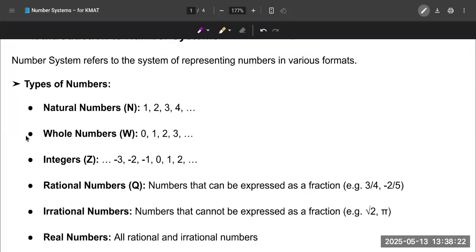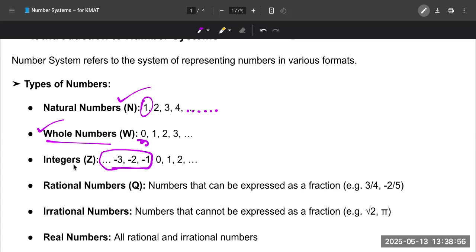The numbers that we know, starting from 1, 2, 3, 4, 5, and up to infinity, are known as natural numbers. If we include 0 also, we call it whole numbers. Natural numbers plus 0 is the whole number system. And when you add negative numbers to it, we have integers.